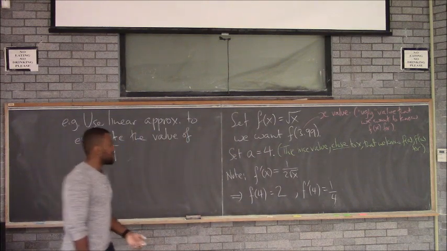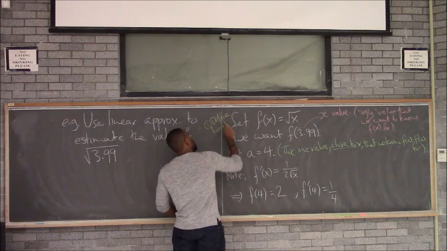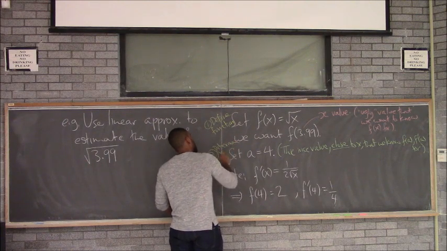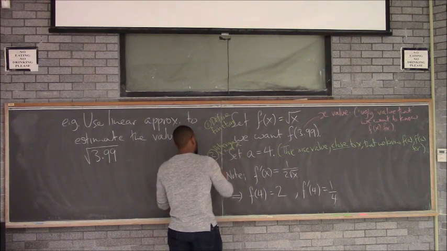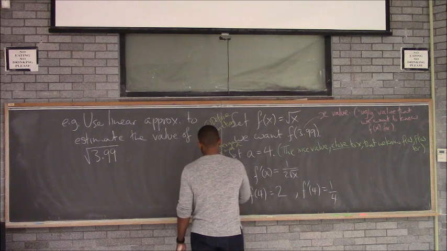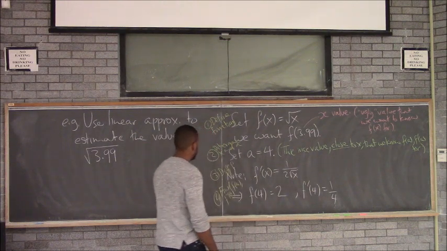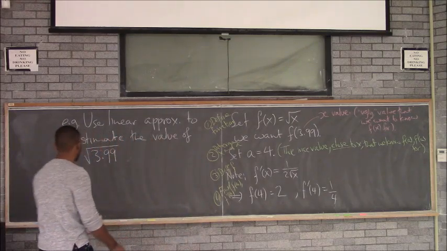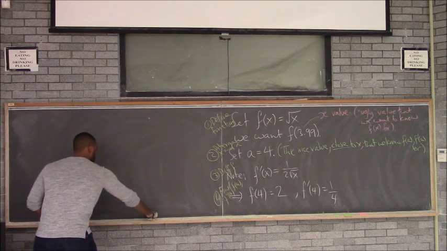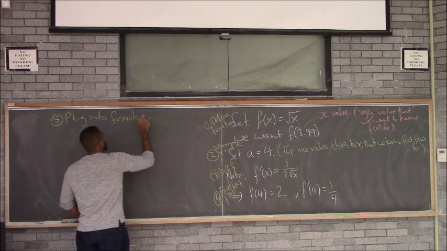By the way, I'm not writing this down, but you can think of some strategy being applied here. 1, define your function. 2, determine x and a. 3, differentiate the function. 4, find f of a and f prime of a. 5 is, now we're going to plug it into the formula. Just so you know what I'm thinking in my head as I'm doing this.